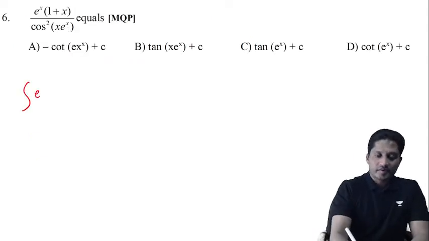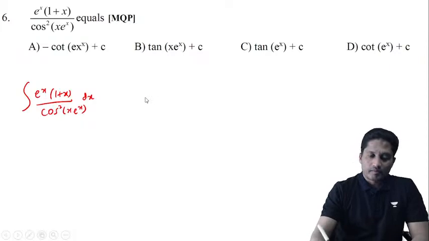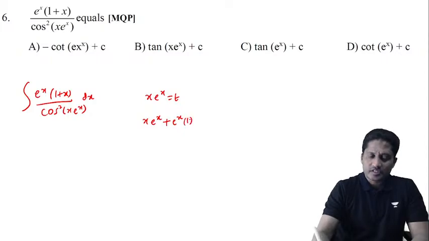Integration of e power x into 1 plus x divided by cos square of x into e power x dx. I'm going to put x into e power x is equal to t. If I differentiate, first function is x, differentiation of e power x is e power x, plus second function is e power x, differentiation of x is 1, and dx is equal to dt. E power x, if I take common, you get x plus 1 dx is equal to dt.